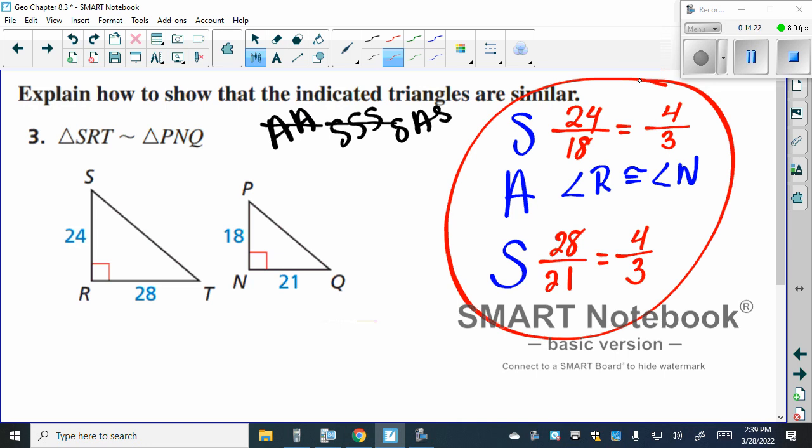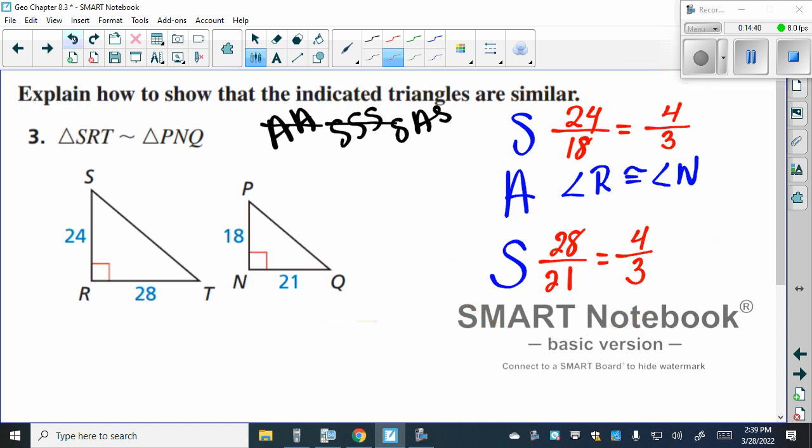Explain how to show that the indicated triangles are similar, side, angle, side. We said that R and N are congruent, that's our angle. And we showed that both sets of sides are proportional.